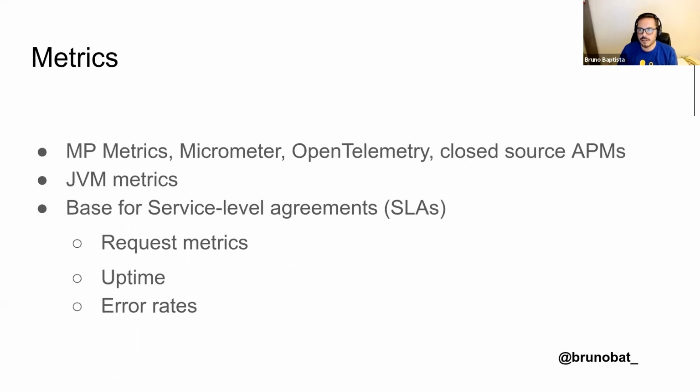Also very important, metrics. So you have quite a few APIs or specs around metrics. You have MicroProfile Metrics, Micrometer, which is widely used on Spring Boot and also Quarkus, and the new OpenTelemetry standard that also addresses metrics. And you have quite a few closed source application performance managers like New Relic that will show you metrics that are being collected, both at the JVM level, but also custom metrics that you can create.